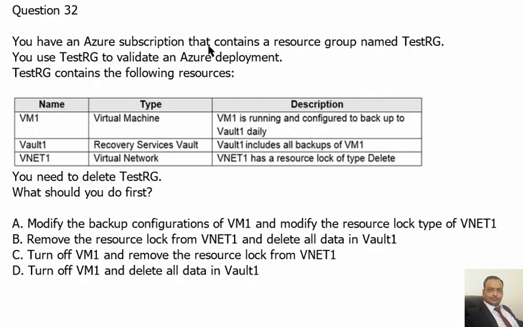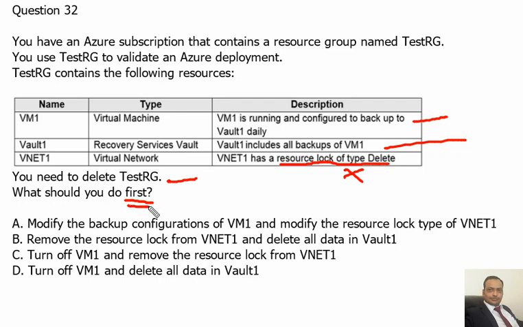Question number 32. You have an Azure subscription that contains a resource group named test rg. You use test rg to validate Azure deployment. Test rg contains the following resources: a virtual machine that is running with Vault 1 daily backup, Vault 1 which has the backup of VM, and VNet 1. VNet has a resource lock type of delete, so it will not allow deleting the resource group. You need to delete the entire test rg resource group. What should you do first?